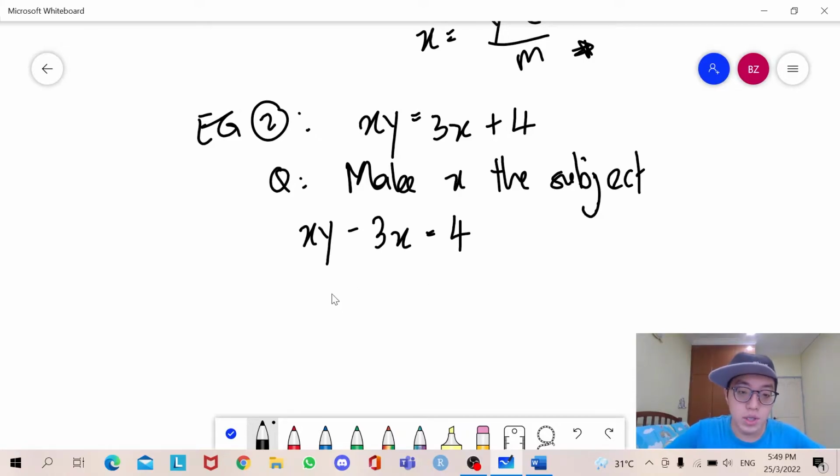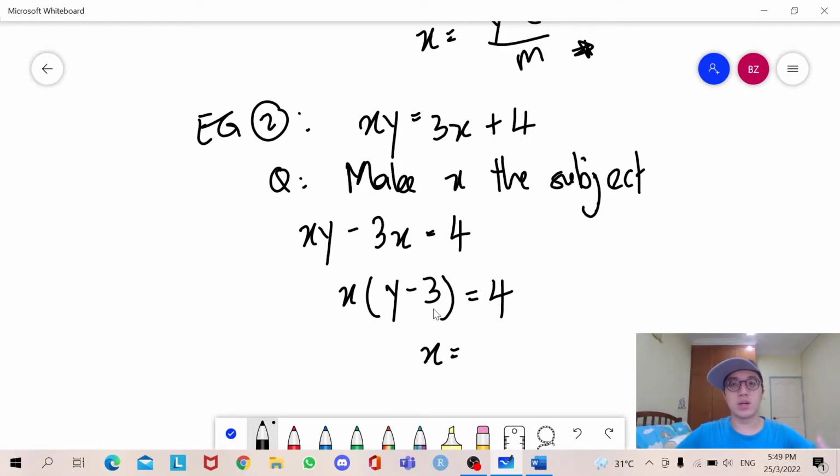Secondly, we will need to gather the x together, and this is called factorization, which I will cover in a little while. So just bear with me for a moment if you don't understand how this works. Once we bring out both x's, we have x times y minus 3 on the left, equals 4. Lastly, this bracket works as a multiplication, if you don't already know. So we will bring the multiplication to the other side, and it will become a division. So this is how you make x the subject for this example.